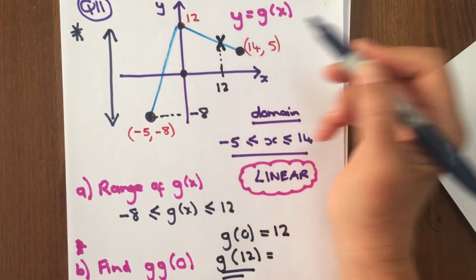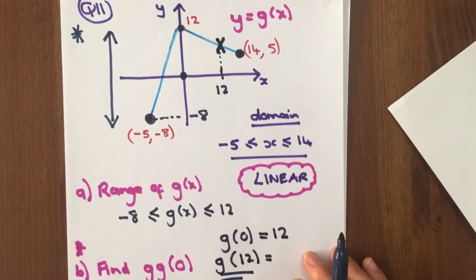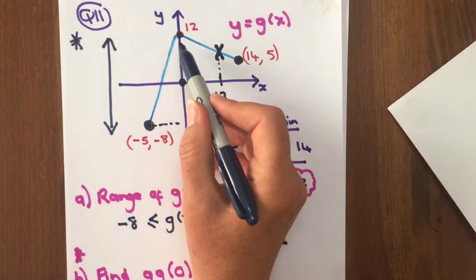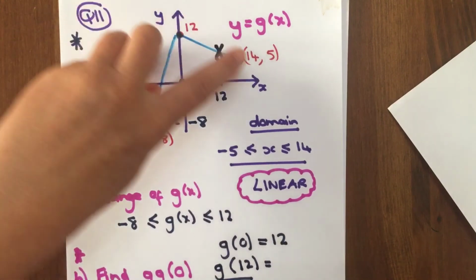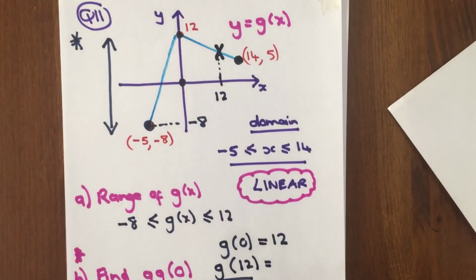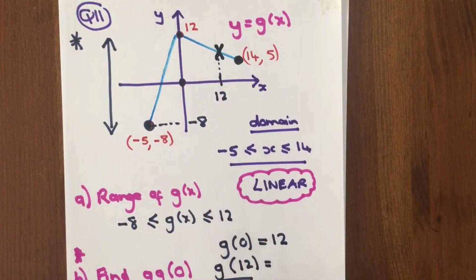Well, I can't see that from the graph straight away. What I've got to do is look at this straight line and decide what is the equation of that straight line, which I can easily do because I've got the 2 points on the straight line. So this is the tricky bit here. Let's look at how we find g of 12.